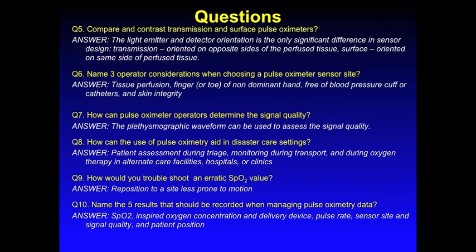Question 6. Name 3 operator considerations when choosing a pulse oximeter sensor site. Question 7. How can pulse oximeter operators determine the signal quality? Question 8. How can the use of pulse oximetry aid in disaster care settings? Question 9. How would you troubleshoot an erratic SpO2 value? Question 10. Name the 5 results that should be recorded when managing pulse oximetry data.